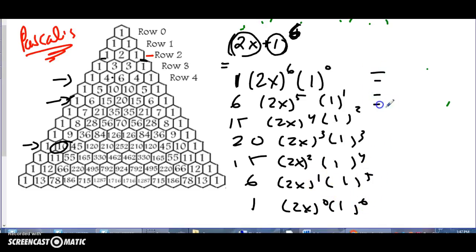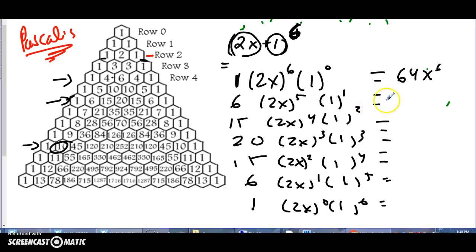So now I can expand each of these. I don't know, my equal signs, I kind of give up there. So I have this, now be careful here, that's 2 to the 6, x to the 6. Okay, so it's 1 times 2 to the 6, 2, 4, 8, 16, 32, 64, x to the 6.